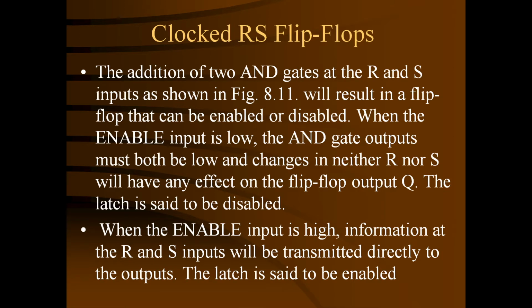The addition of two AND gates at the R and S input as shown in figure 8.11 will result in a flip-flop that can be enabled or disabled. When the enable input is low, the AND gate outputs must both be low, and changes in neither R nor S will have any effect on the flip-flop output Q. The latch is said to be disabled. When the enable input is high, the information at the R and S input will be transmitted directly to the output. The latch is said to be enabled.